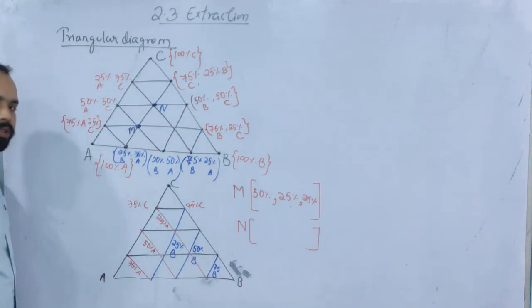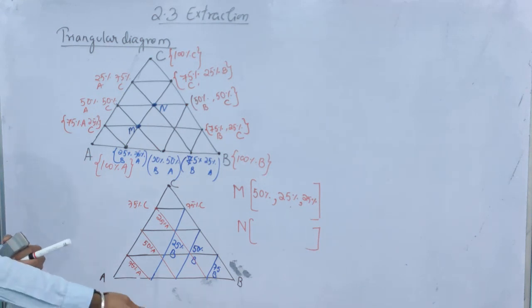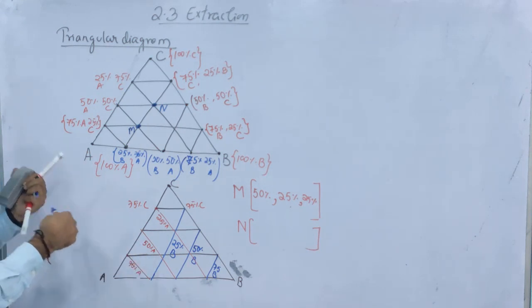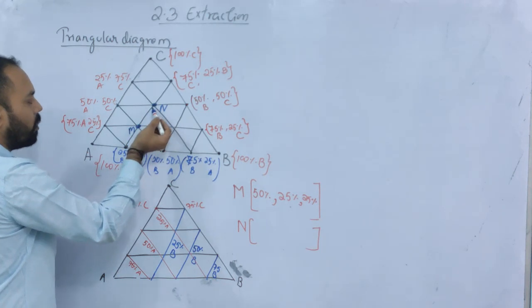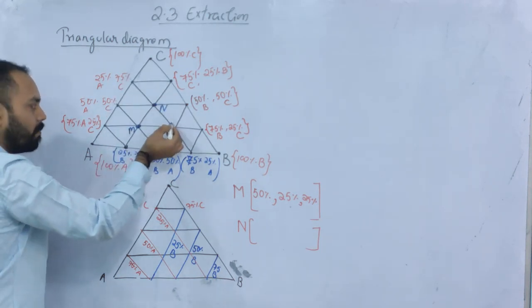So try to write first the composition of point N on your own. You can pause the video. Now, see the point of intersection. This point is made up of these three lines. The point of intersection N is made up by these three lines.